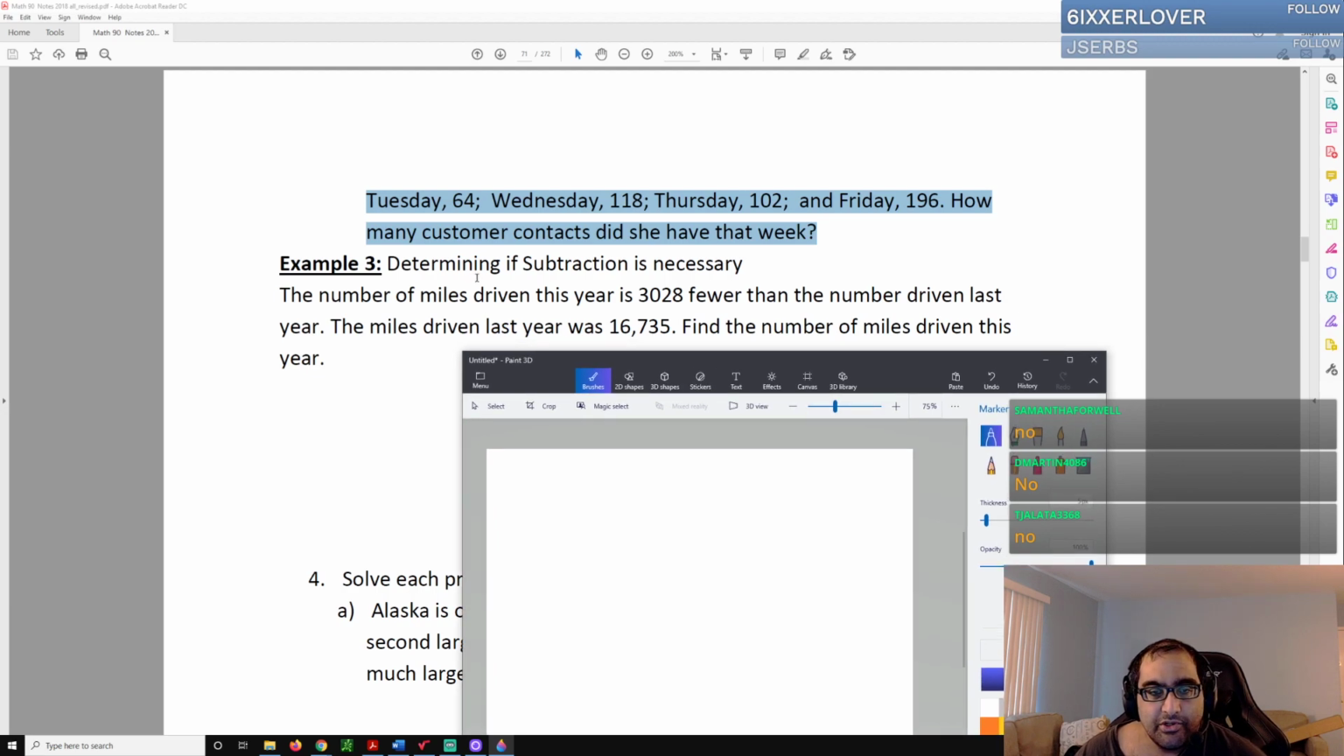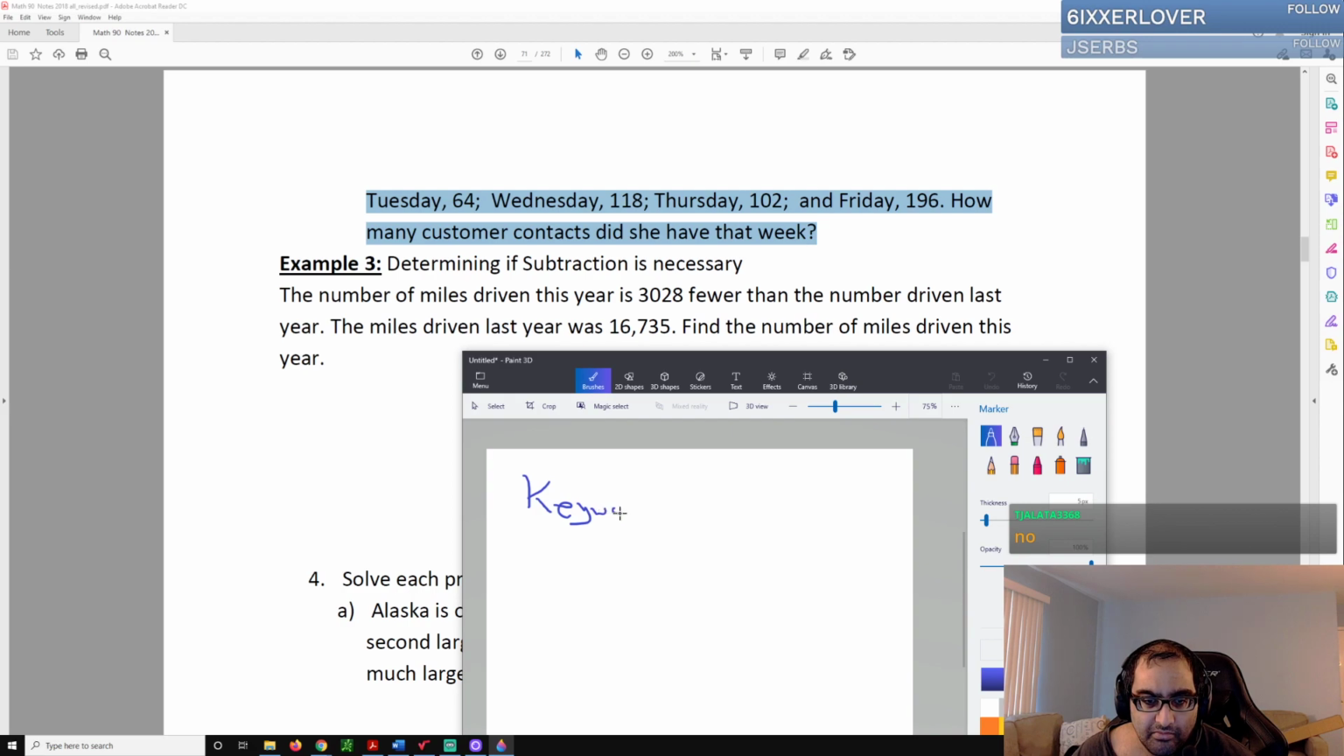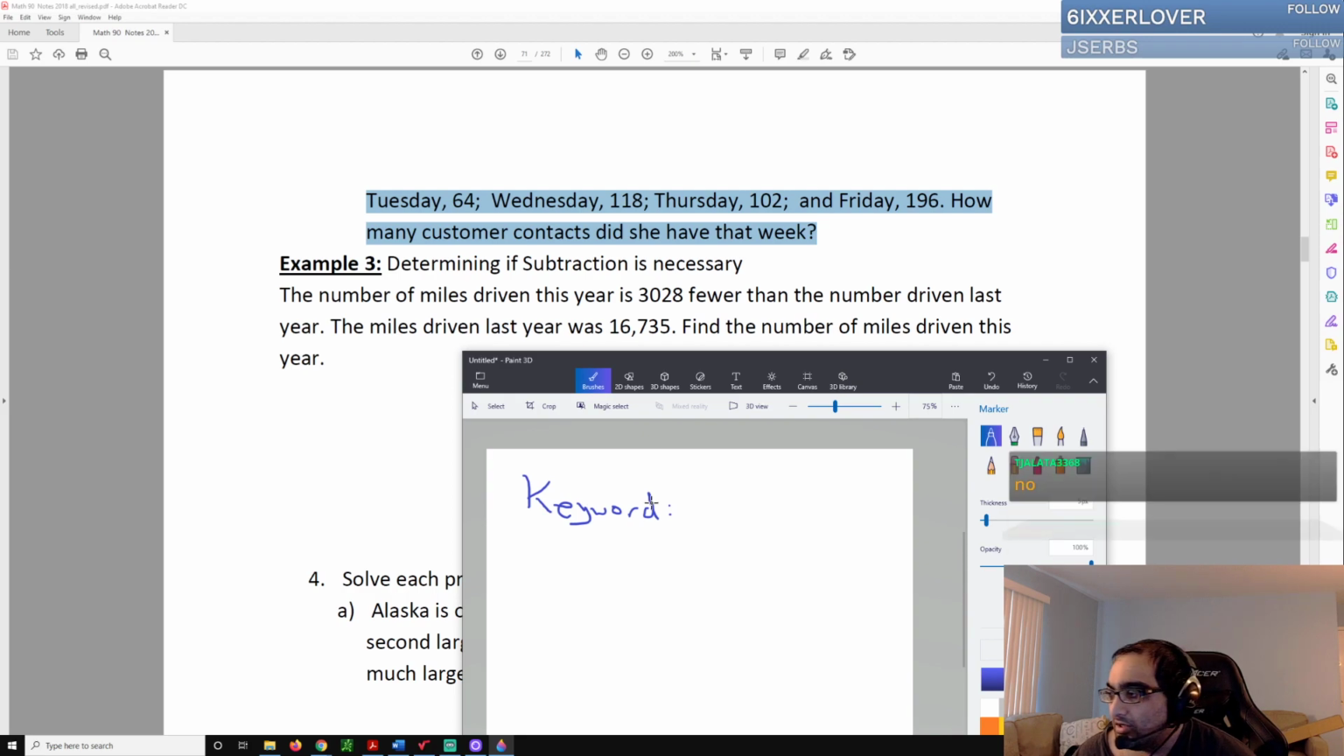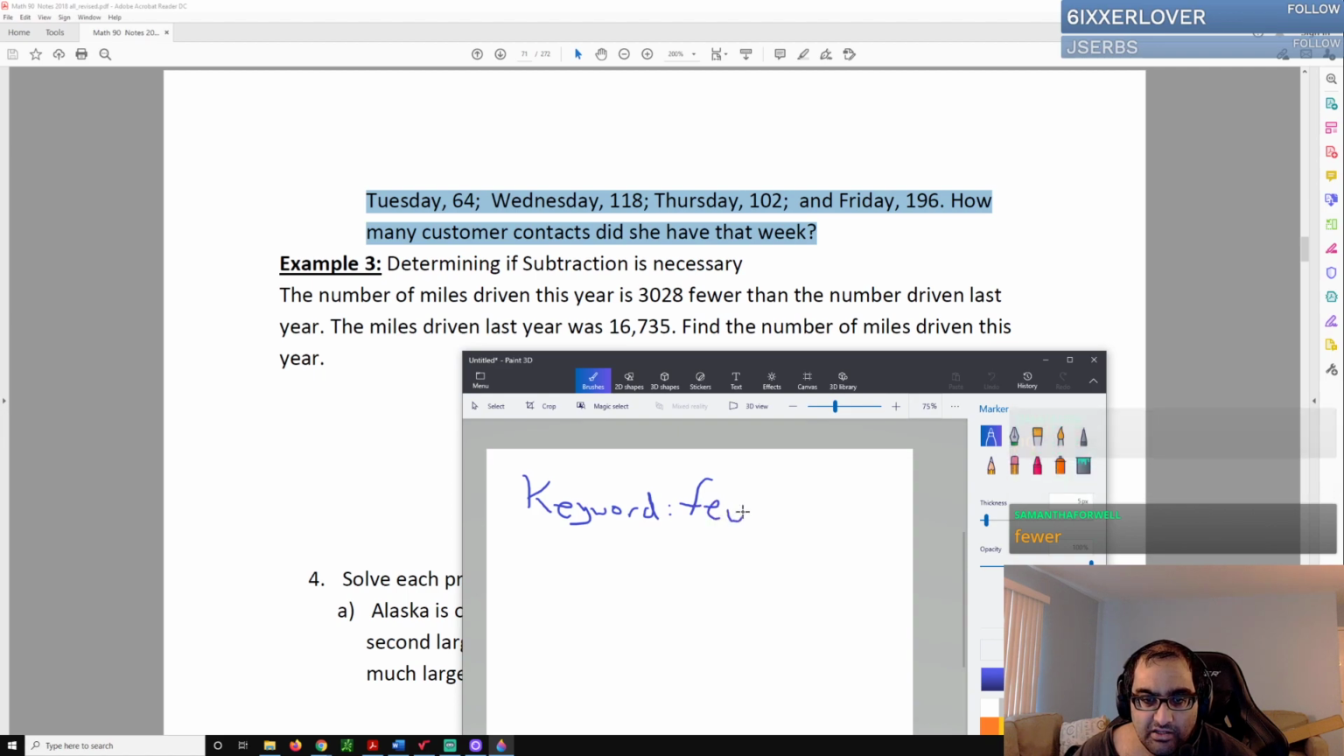All right, so all this stuff here. So the number of miles driven this year is 3,028 fewer than the number driven last year. The miles driven last year was 16,735. Find the number of miles driven this year. All right, so again, let's focus on the keyword here. What's the keyword here? Ah, yes, that's correct. The keyword is indeed the word fewer.